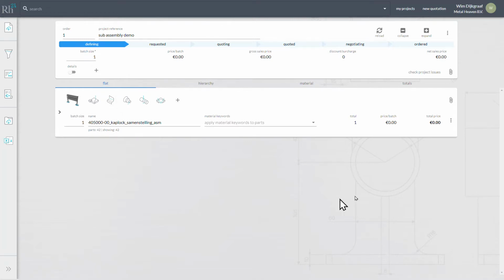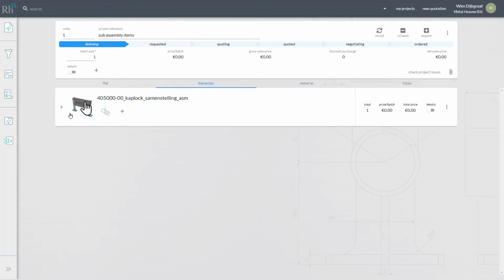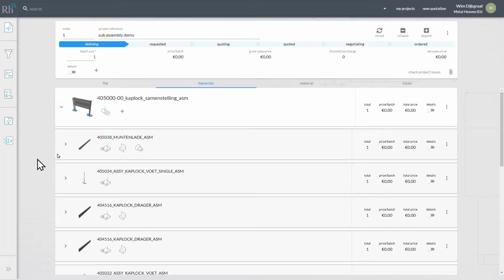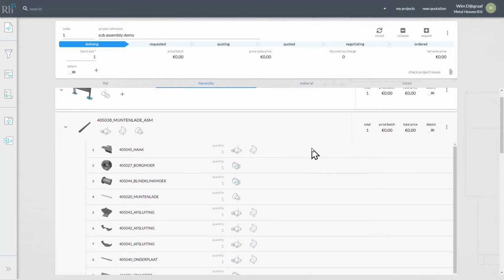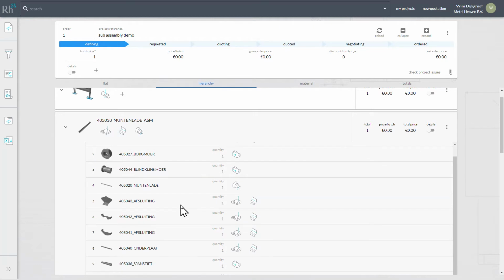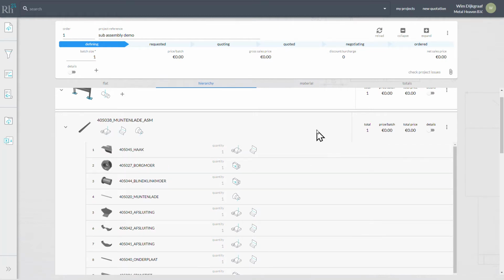We have created 4 views now, and one of the views is hierarchy. What we see here is the main assembly with its sub-assemblies, the sub-assemblies with a summary of the working steps at sub-assembly level, and then the various parts over here. What is the idea?